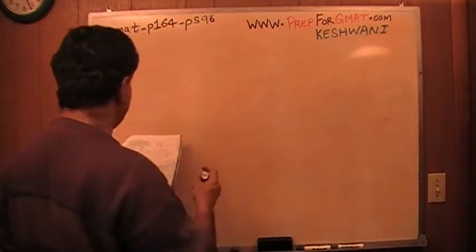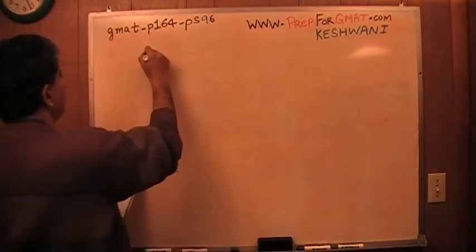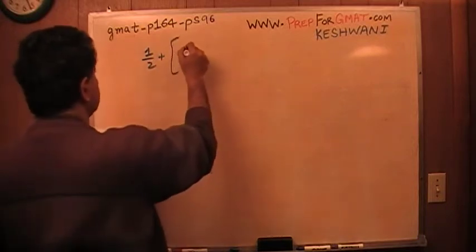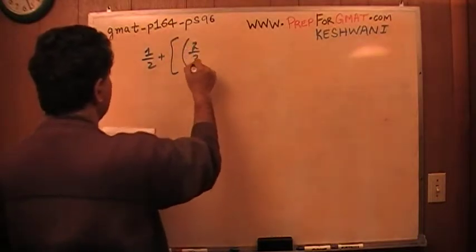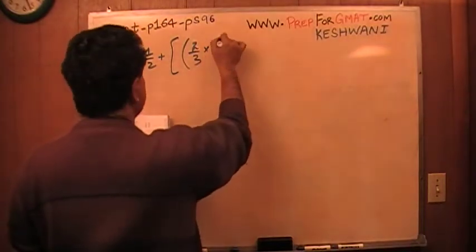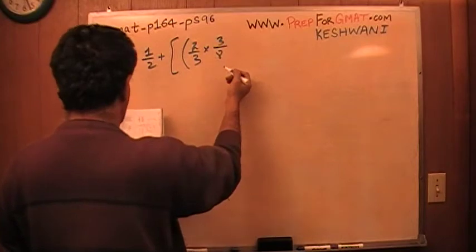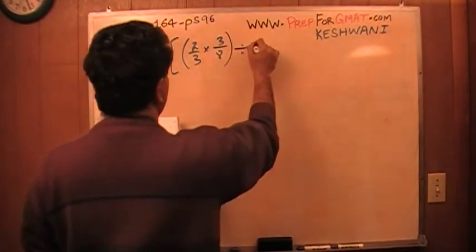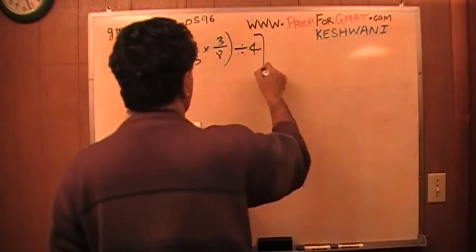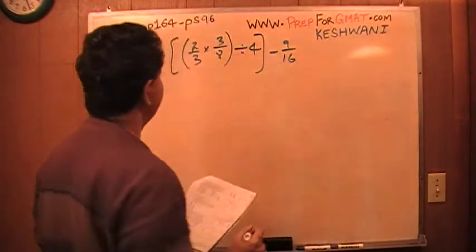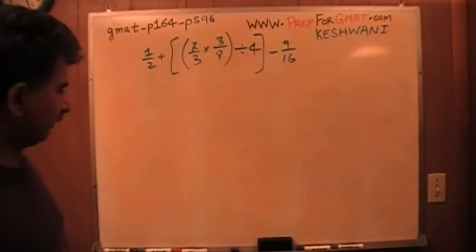It says, what is the value of 1/2 plus 2/3 times 3/8 divided by 4 minus 9/16? That's what the problem is asking.